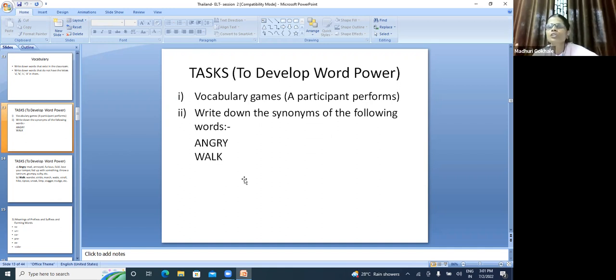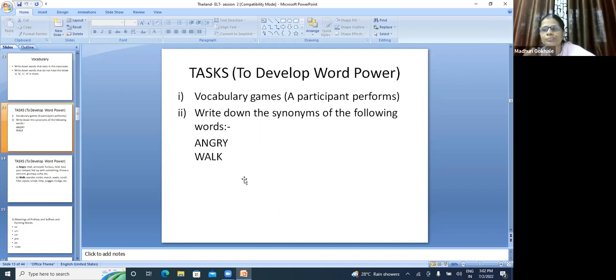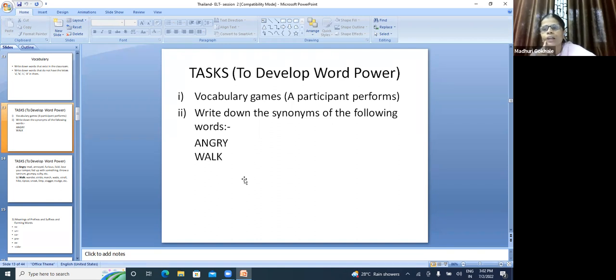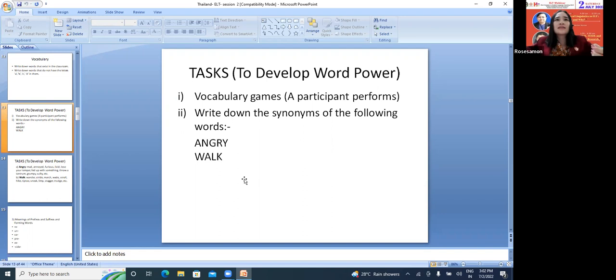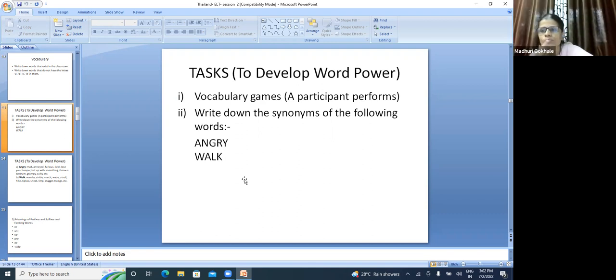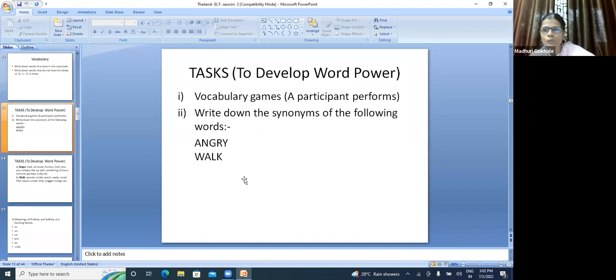Also things like write the synonyms of words. Can you tell me some synonyms of the word angry? Quickly. Mad. Yes. Okay. Mad. Upset. Upset is sad. Upset is not necessarily angry. This can be crazy. Crazy. Okay. Piss off. Yes. Piss off. Okay. Moody. Okay. Furious. Very good. Annoyed. Very good. Any word? Synonym. Met. Okay.